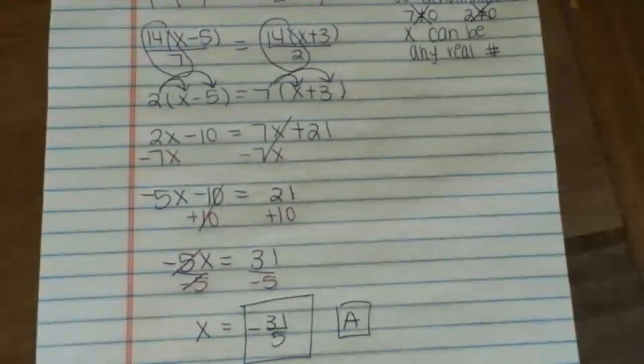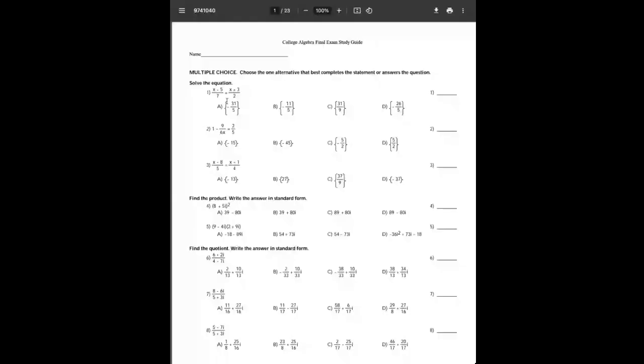Flipping back real quick just to show you. Option choice A, negative 31 over 5. So that's number 1.